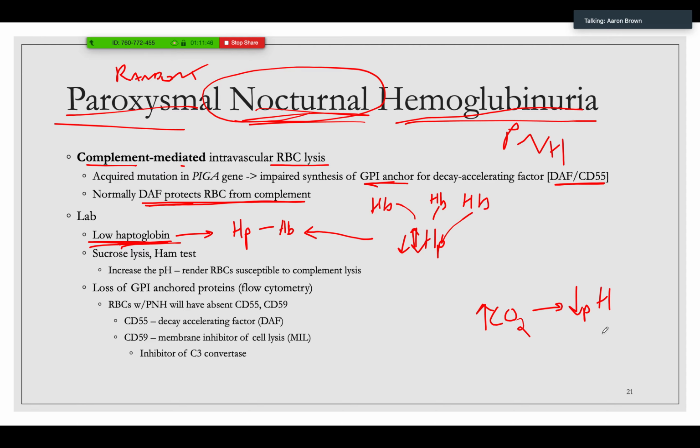But whenever you drop pH, you're going to go piss off that drunk guy in the bar. You're going to make complement more active. And complement is going to be more active looking for things to break down. So when you increase the carbon dioxide, you're going to drop the pH, and you're going to have an increase in your complement.